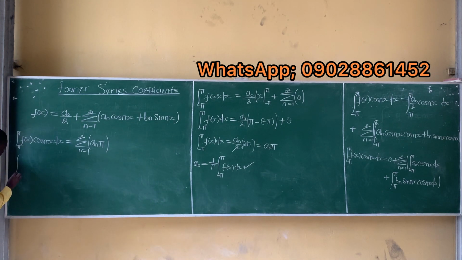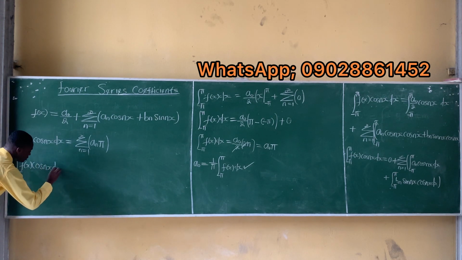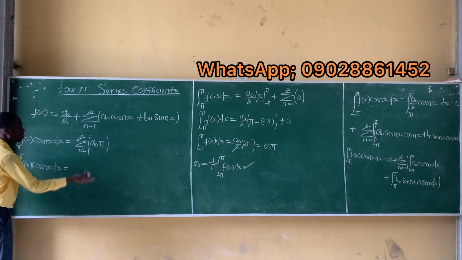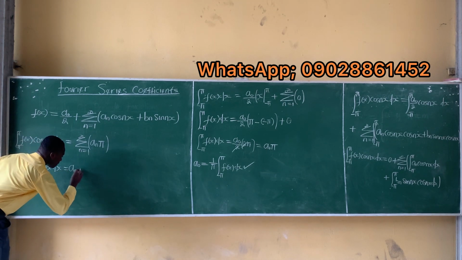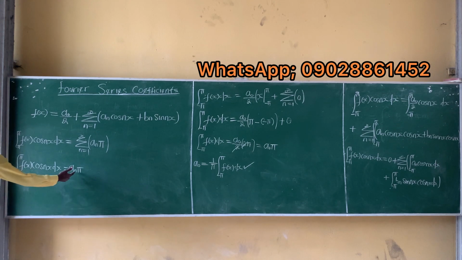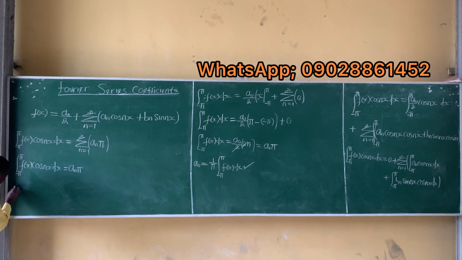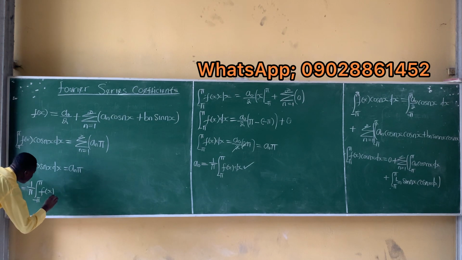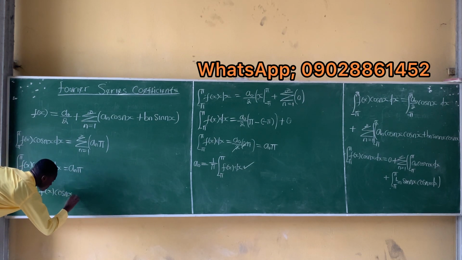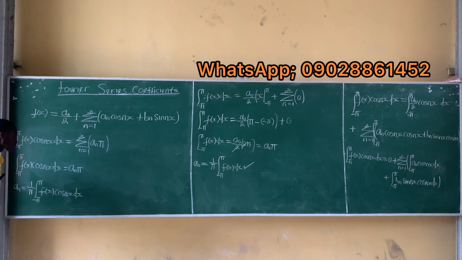So we have the integral from minus pi to pi of f of x cos nx dx, and this is equal to, if we remove this, we have an pi. So we are looking for a sub n, so we have to divide both sides by pi. So we have that a sub n is equal to 1 over pi, the integral from minus pi to pi of f of x cos nx dx. So this is what we have.